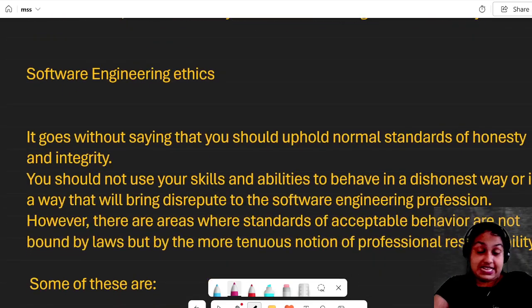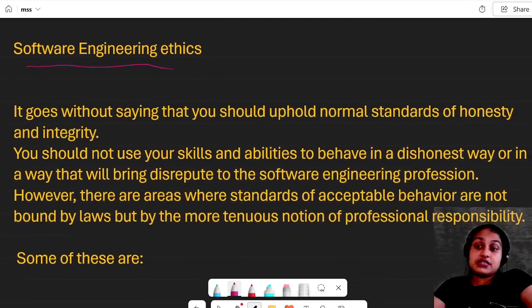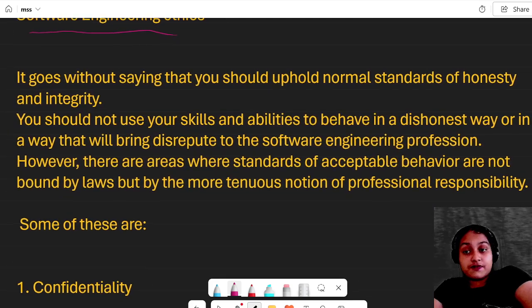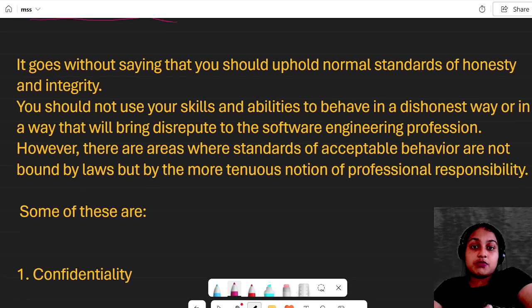Okay, we know what ethics is. So software engineering ethics means that normal standards of honesty and integrity should be maintained. Whatever skills and abilities we have as engineers, we should not behave in a dishonest way or in a way that will bring disrepute to the software engineering profession. But there are areas where standards of acceptable behavior are, see, not everything is there in the law. So this is more of a professional responsibility than the law.